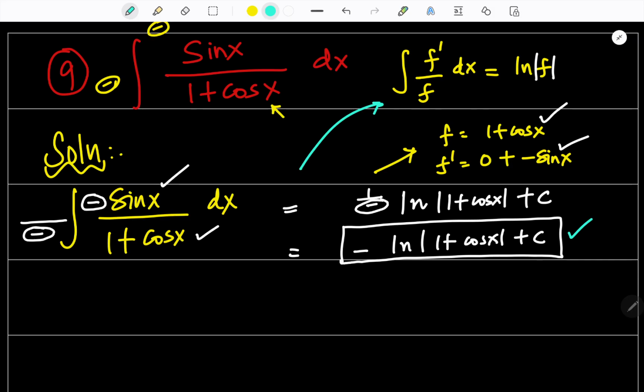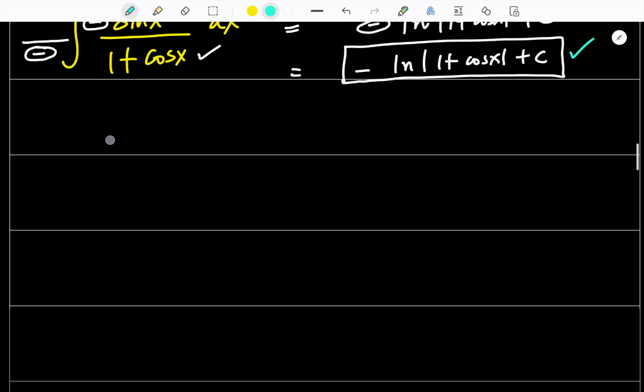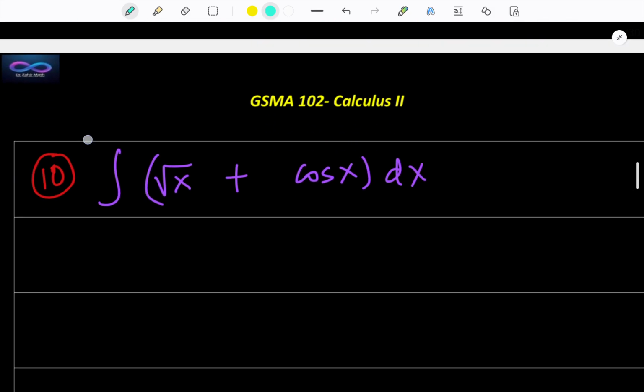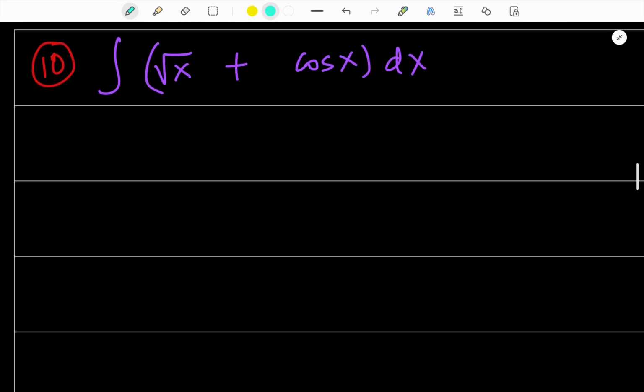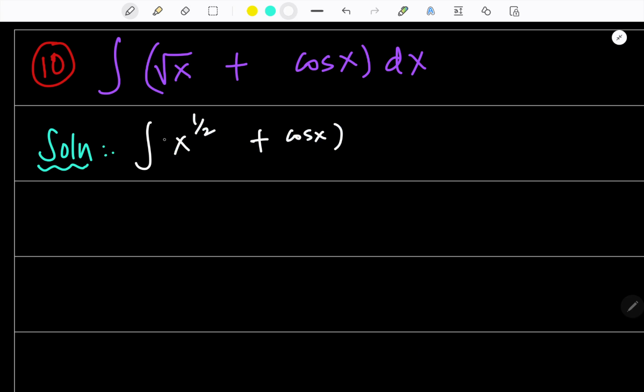With the substitution method, after that, you are using the ln formula. Let's do the last question, right? So the last question is related to the square root of x. The square root of x is nothing but x power half, plus cosine x, dx.